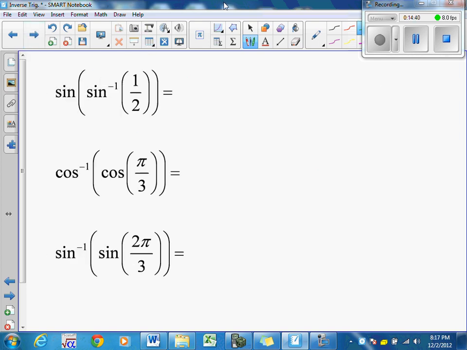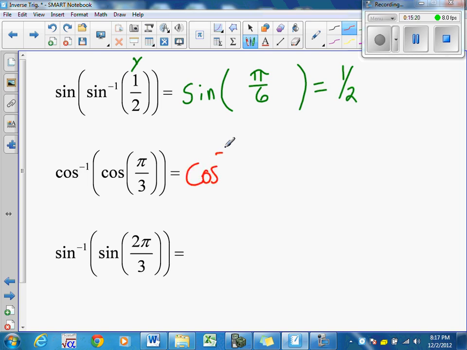Now, it gets a little bit harder when we have compound ones. So let's look at this. Sine of inverse sine of 1/2. And the way to do these is just do them one step at a time. Don't try to do the whole problem at once. Just do the inside part. Inverse sine of 1/2. This is my y-coordinate. What angle has a y-coordinate of 1/2? We've already looked at this. This is pi over 6. And then what is sine of pi over 6? 1/2.